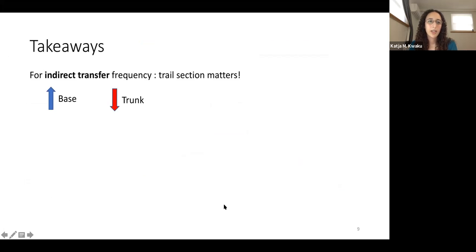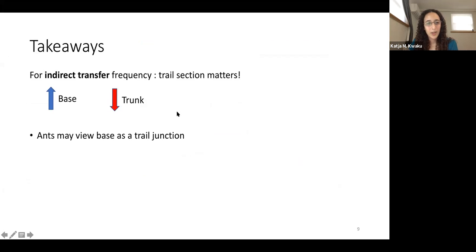And from our results, here are some main takeaways. Although there weren't any significant differences for direct transfer, for indirect transfer frequency, trail section matters. It seems like they have a preference for transferring indirectly at the base, especially when we measured it as picking up instead of dropping. And it seems like they don't drop leaves from the trunk very often, almost never.